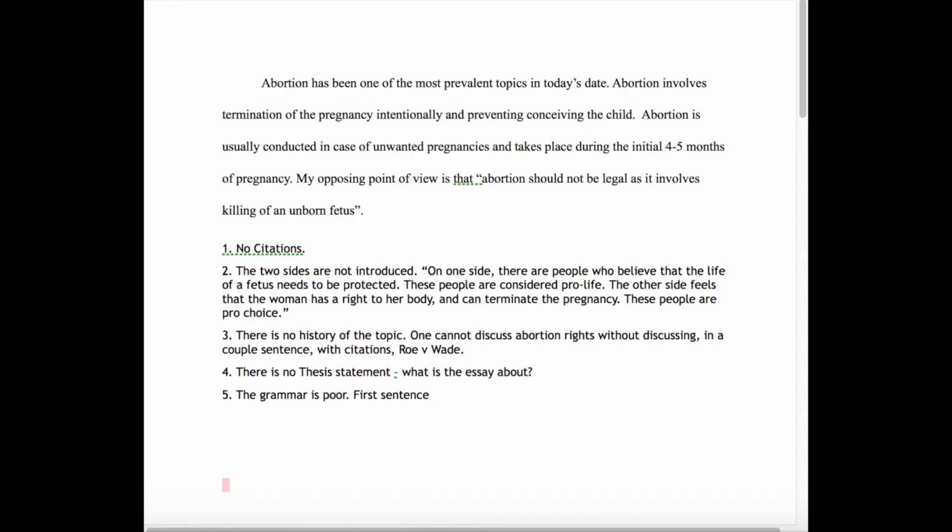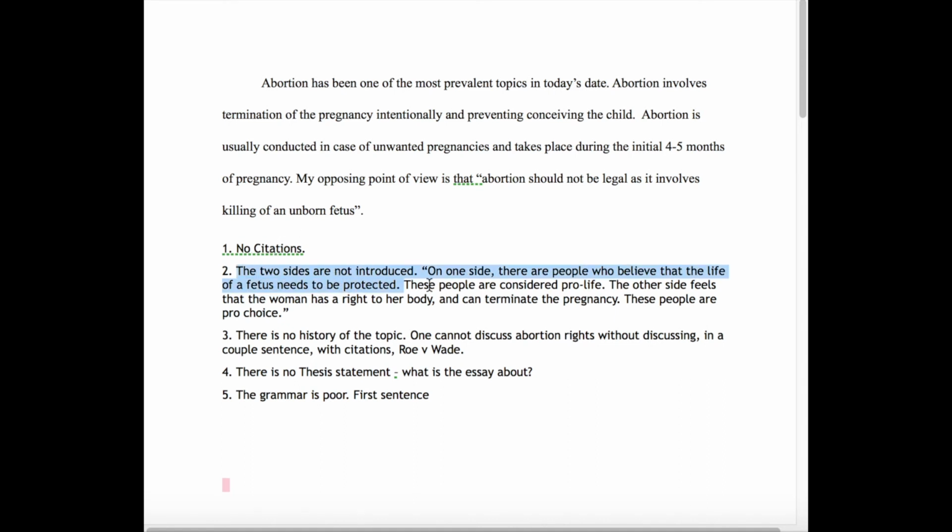Here's an example of an introduction that is unacceptable in my opinion. First off, there are no citations. For example, right here, she says abortion is usually conducted in case of unwanted pregnancies and takes place during the initial 4 to 5 months of pregnancy. My guess is she got that information from somewhere other than her head. There should be a citation.